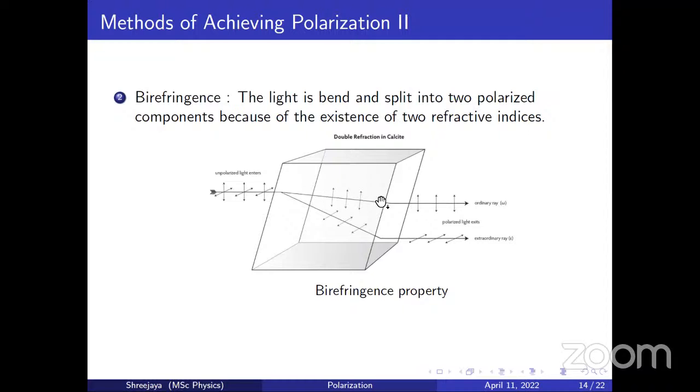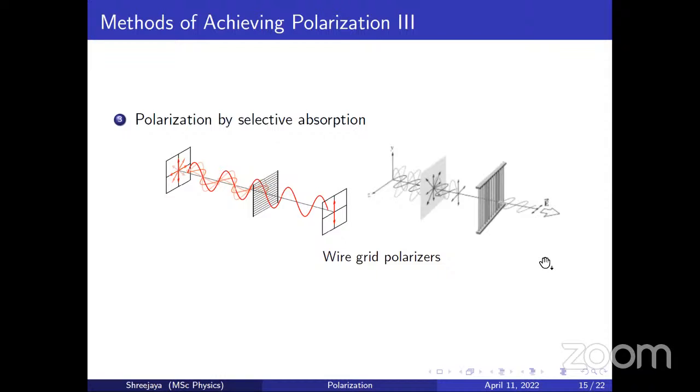So ordinary ray, both of them are plane polarized light or linearly polarized light. Well, ordinary ray is vertically polarized light, and extraordinary ray that we obtain is horizontally polarized light. The next one is polarization by selective absorption.